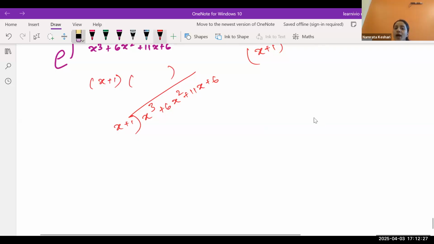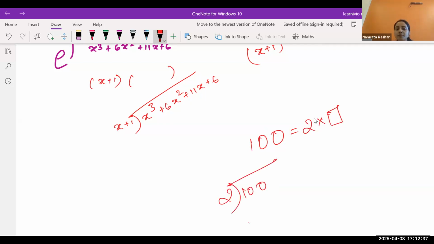Think about it. If you have a number, let's say 100, and you know one of the factors is 2, into something is 100, so you can divide 100 by 2. You will be getting 50, and now you are able to see this quotient 50 is the other number. Yes or no? Yes, ma'am.